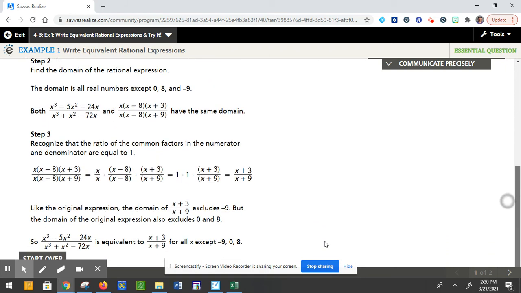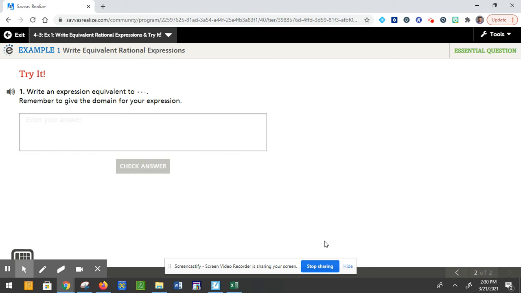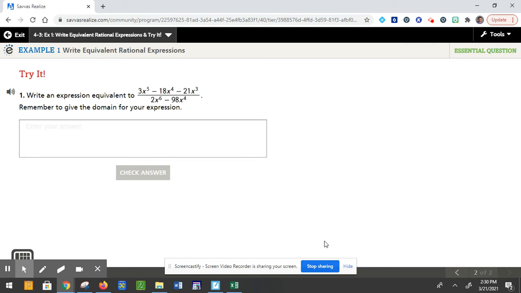Then you can cancel out the x and the x minus 8, and you're left with just the x plus 3 over x plus 9. And the domain is, even though for x plus 3 over x plus 9 it really would be just negative 9, right? The 0 and the 8 exclusions still hold because they were excluded from the original. Okay. So at this point, I want you to pause it, give it a try, and then come back and we will check it.